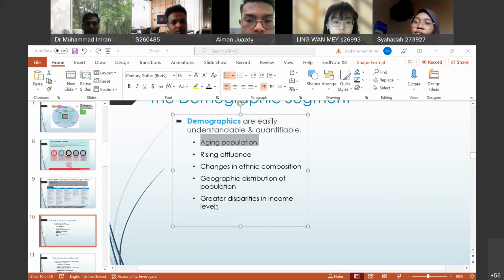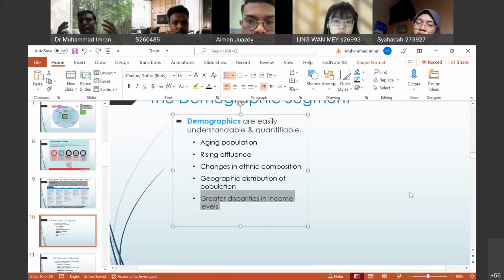Okay, one more thing here. This point is disparities in income levels, meaning rich and poor people. We already discussed this in the last slide. Rich people have more power to purchase and buy products, right, as compared to poor people.